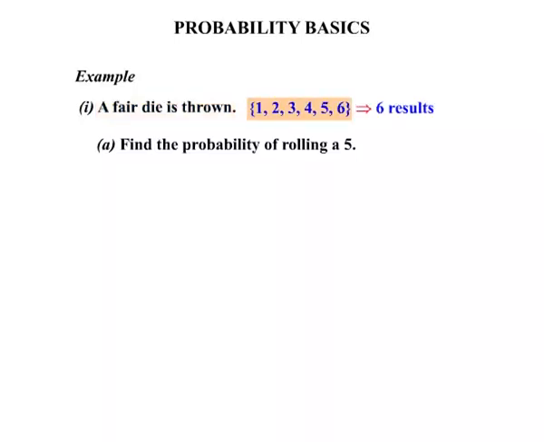Now, let's go back to our question. Find the probability of rolling a 5. Well, you can see that to roll a 5, it occurs once. It only occurs once out of the 6. So the probability of rolling a 5 equals 1 out of 6, 1/6.